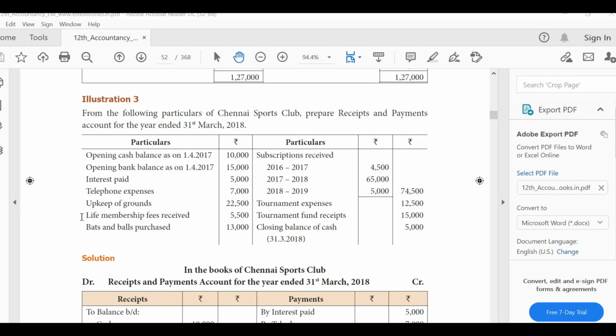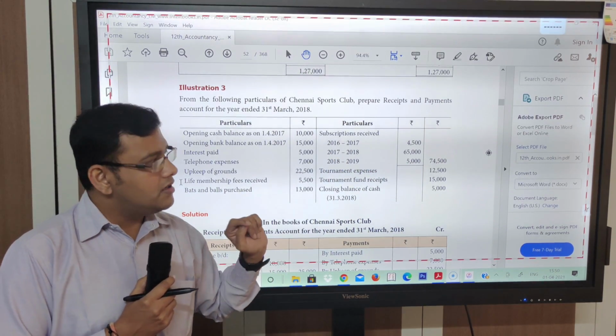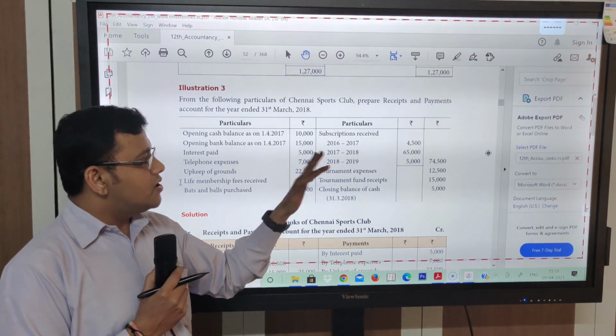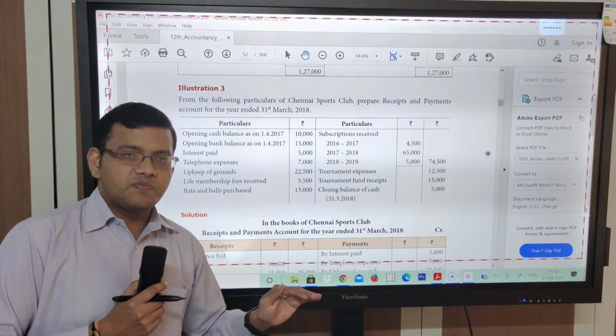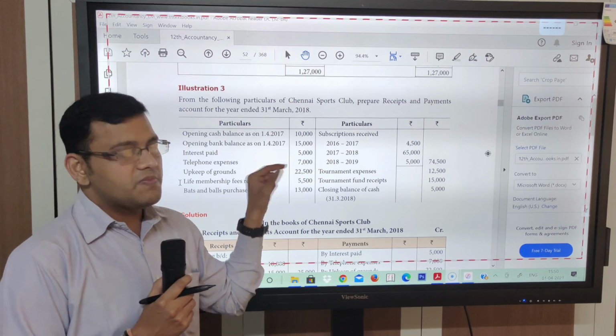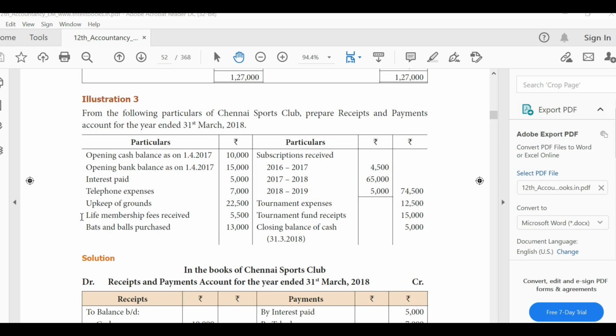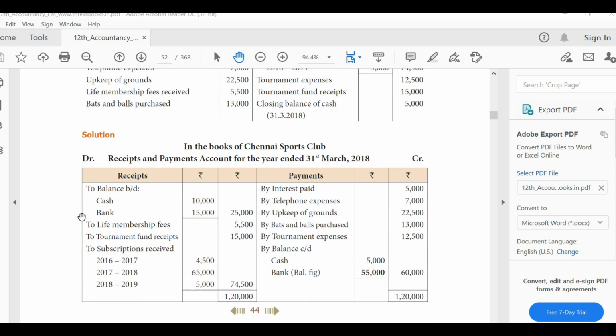From the following particulars of Chennai Sports Club, prepare the receipts and payments account. The opening balance of cash and bank is there, interest paid, telephone expenses, upkeep of ground, life membership fee, bat and ball purchased, subscription received. But here they have given amounts for 16-17, 17-18 and 18-19. So do you think we should bifurcate over here? It is not required, because for receipts and payments, even if it pertains to the previous year or to future years, if it is received in advance, we are going to show it as part of receipts. Then tournament expenses, tournament fund receipts, and the closing balance of cash. So with this, we'll prepare the receipts and payments.